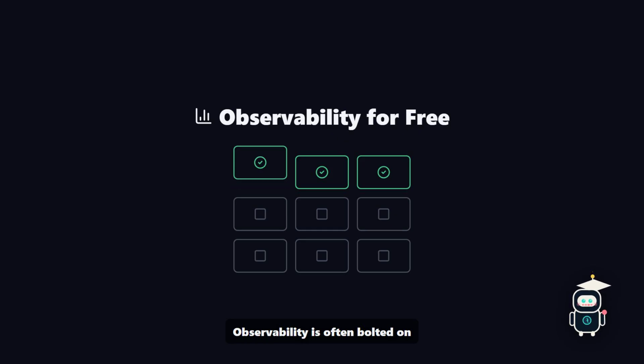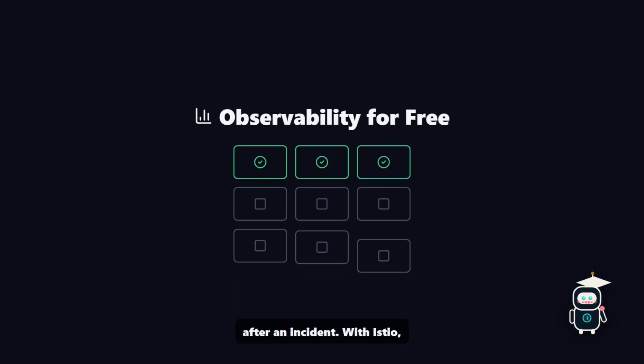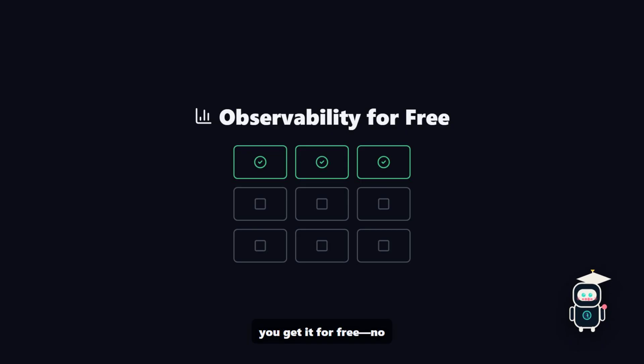Observability is often bolted on after an incident. With Istio, you get it for free. No import statements, no tracing libraries. The Envoy sidecar sees every request and response, so Prometheus scrapes metrics, Jaeger traces each hop, and Kiali draws a live map of your services. After you label a namespace, these dashboards light up automatically. Later, you'll open Kiali and watch traffic flow in real time. For now, remember: metrics, traces, and a live service graph. Zero lines of new app code.